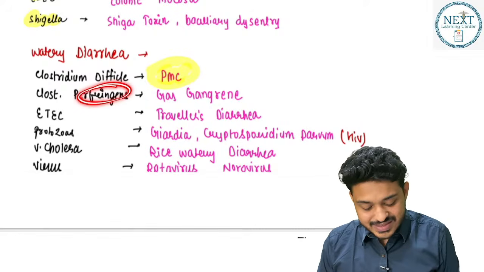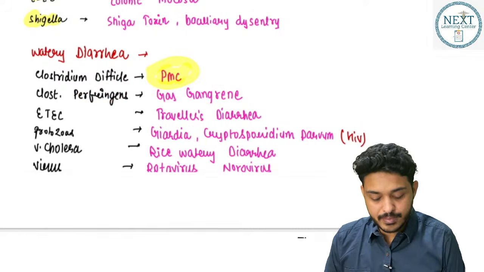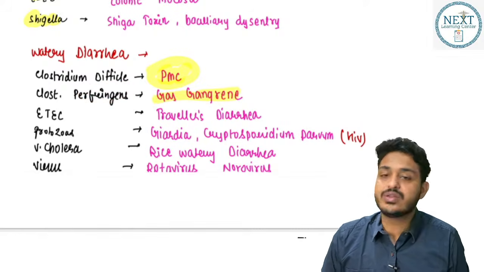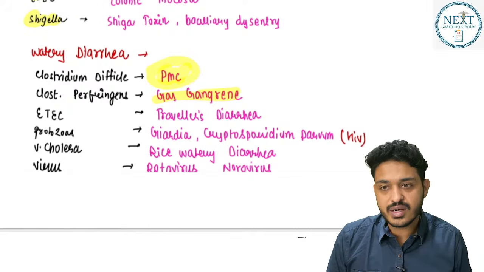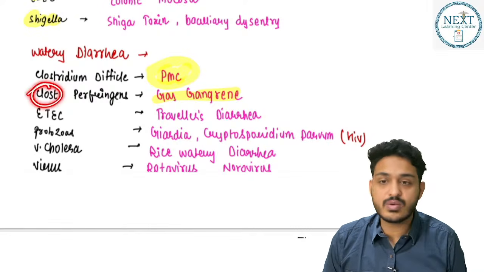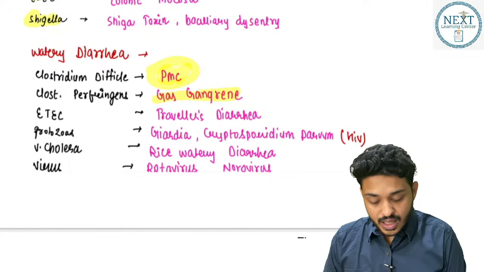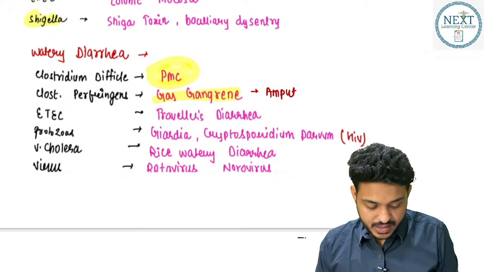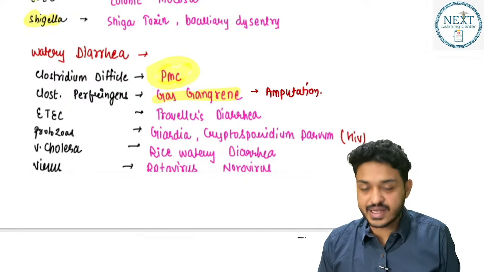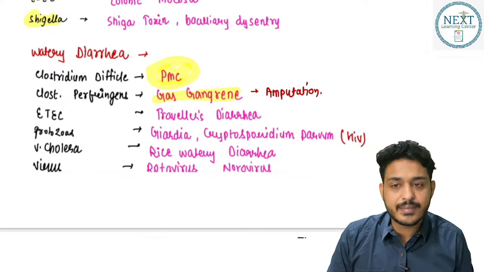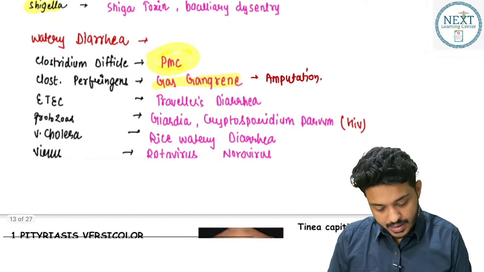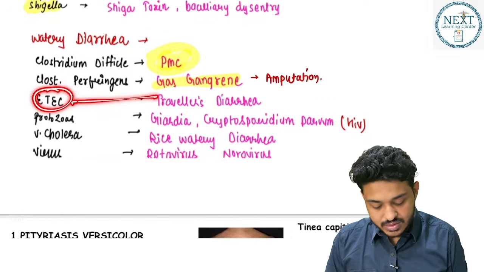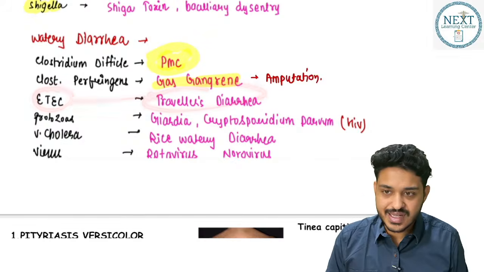Clostridium perfringens can cause what? Gas gangrene. Very important. You can use what? You can use hyperbaric oxygen. You can use 100% oxygen. Clostridium is an anaerobic bacteria. You can use oxygen. Along with that, you can also go for what? Amputation. This is going to be the treatment for gas gangrene or myonecrosis or flesh eating bacteria, we can also call it. Enterotoxigenic E. coli can also lead to diarrhea. This is your traveler's diarrhea.